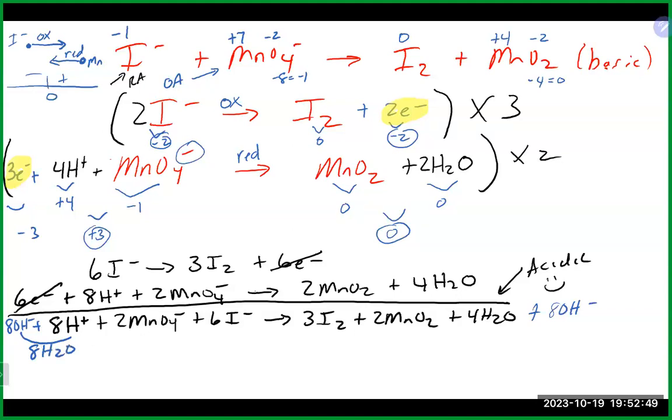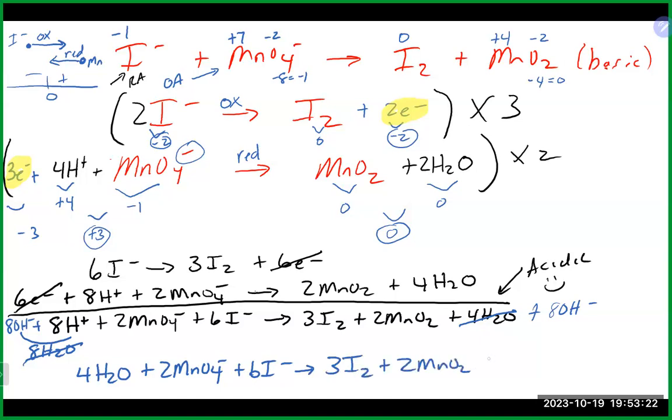And usually what happens in this basic condition is you'll have some waters to cancel. So on the right-hand side, we have 4 waters. On the left-hand side, we have 8 waters. So if I subtract the 4 from each side, that's going to leave me a net of 4 waters left over. I will still have my 2 MnO4 minus and my 6 iodines on the left. And nothing else is going to change really on the right here. So my 3 I2s, my 2 of the MnO2, and my 8 OH minuses.